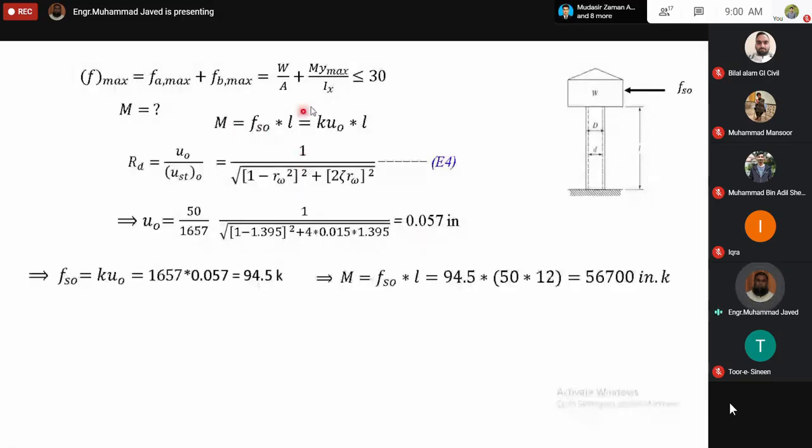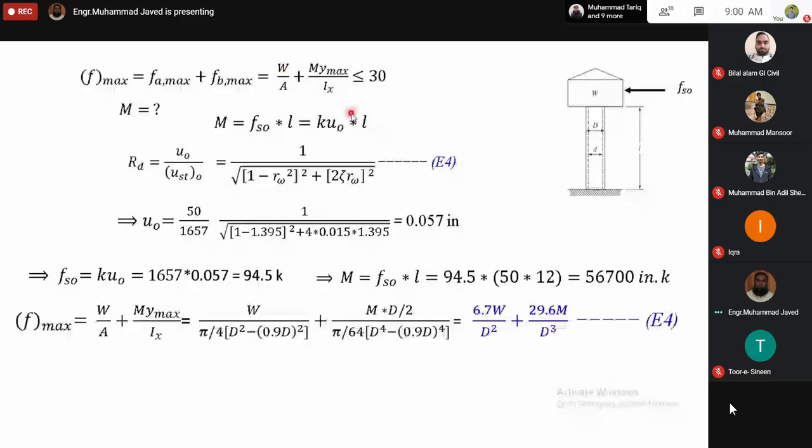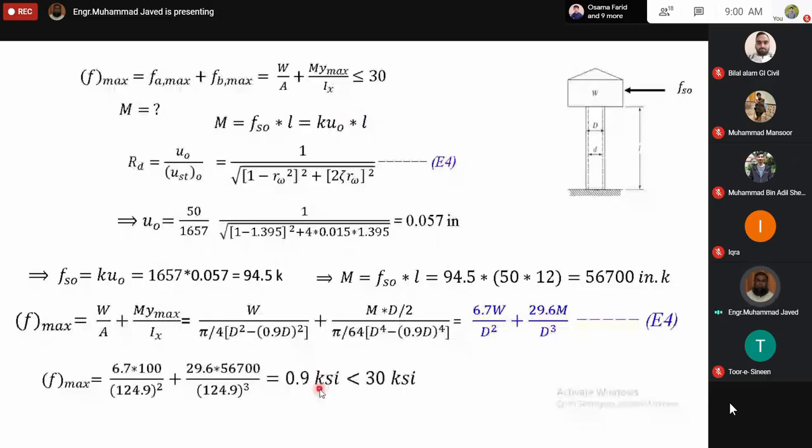And now we are in a position to find the maximum stress in this column, which is axial stress plus maximum bending stress. And in this case, the maximum stress is 0.9 psi, which is less than 30 psi. So it is okay, but it is not an economical cross section. An economical cross section will be one in which the full material capability of the section is utilized.